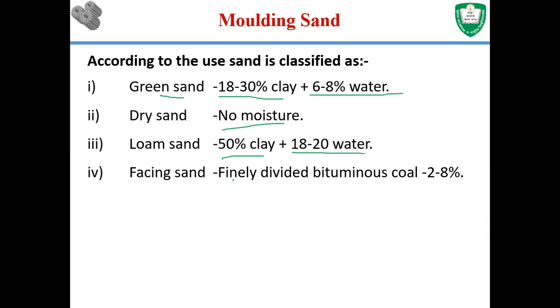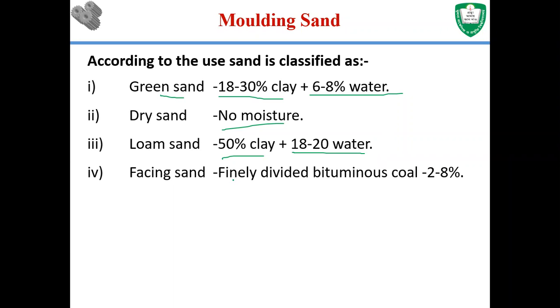All right, the facing sand is the finely divided bituminous coal. This is a coal product. In the coal industry, finely divided coals are present, and these are basically used in the cavity to produce better surface finish. Once the cavity is prepared, you sprinkle this bituminous coal or facing sand on the surface of the cavity, and then you use the pattern to finish it up.